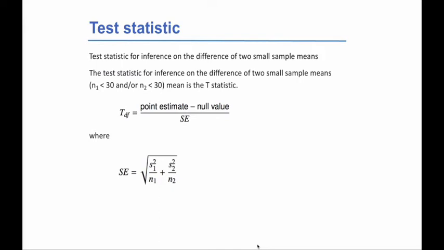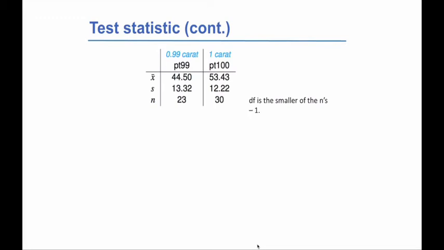That's, again, point estimate minus the null value over the standard error, where the standard error is s1 squared over n1 plus s2 squared over n2, and you take the square root of that whole thing. So the degrees of freedom is the smaller of the n's minus 1. There's a complicated way of finding the degrees of freedom on a calculator, but this works for our purposes. So our t is going to be our point estimate minus our null value over the standard error. That would be our general formula.